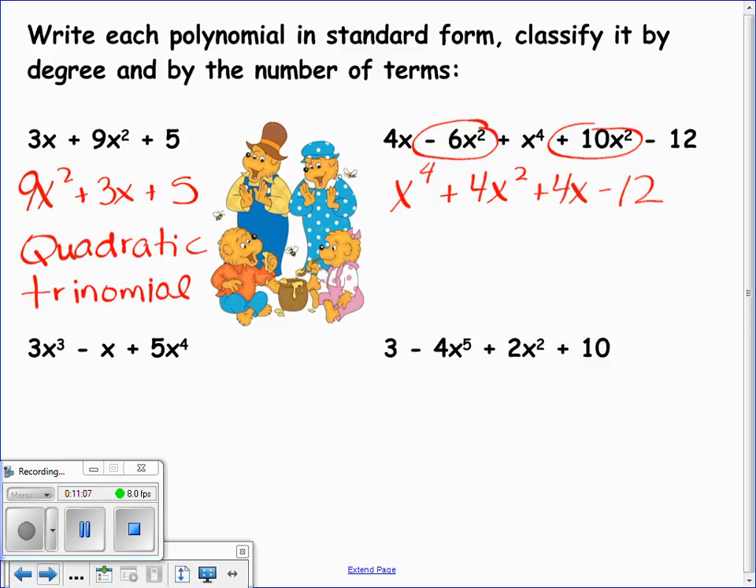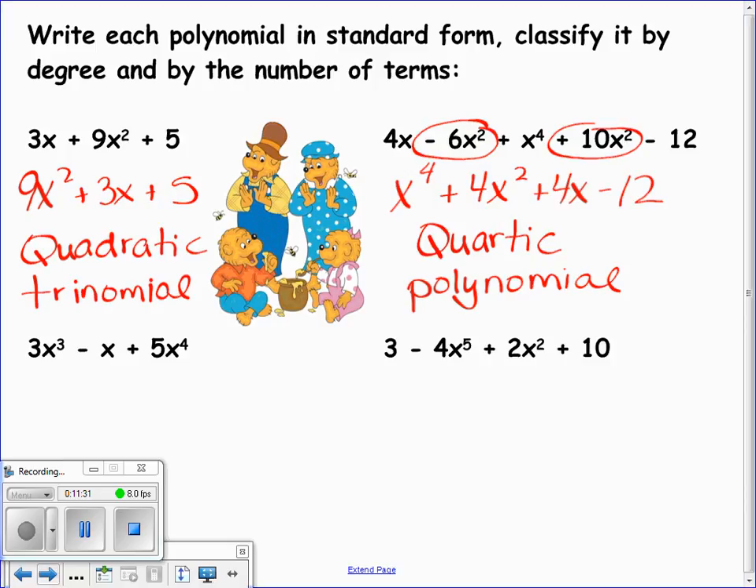So by its degree, you would call that quartic, because it's x to the fourth. Quartic. That's good. That is a polynomial. How many terms are there? There's 4. We just call that a polynomial. Good.